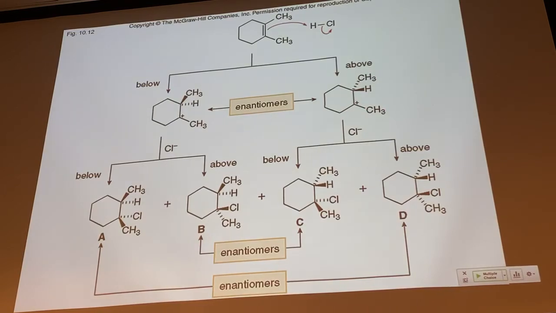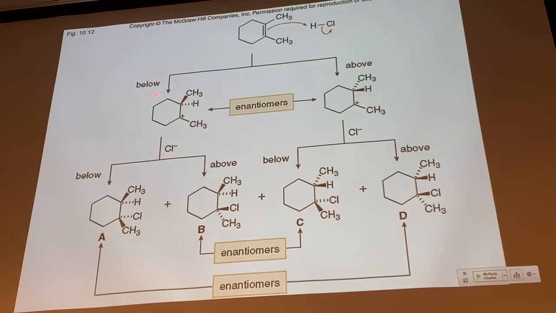These are chiral carbocations. Of course, the positively charged carbon is not a stereocenter, but the carbon that got protonated is now a stereocenter in this case. So now chloride can attack from the top or the bottom on this carbocation, giving these two products. It can attack from the top or the bottom on this carbocation, giving these two products. So that's how all four products form.